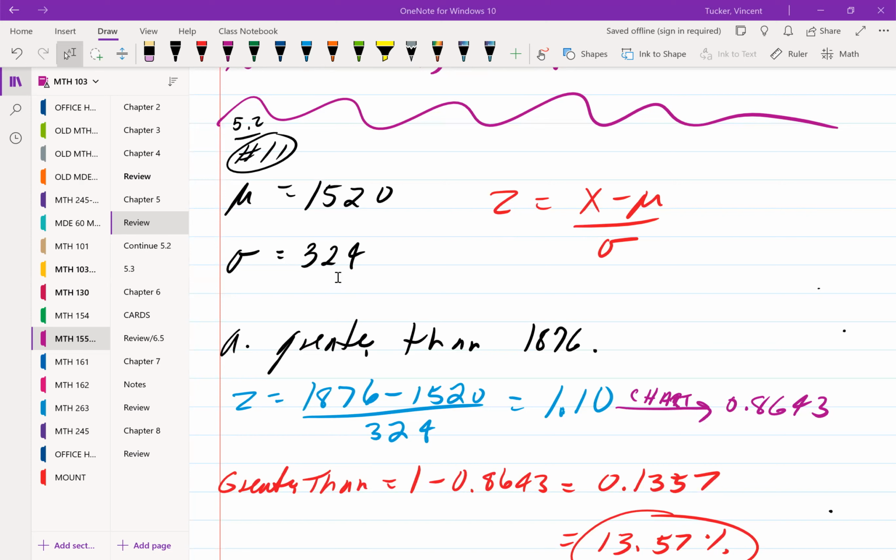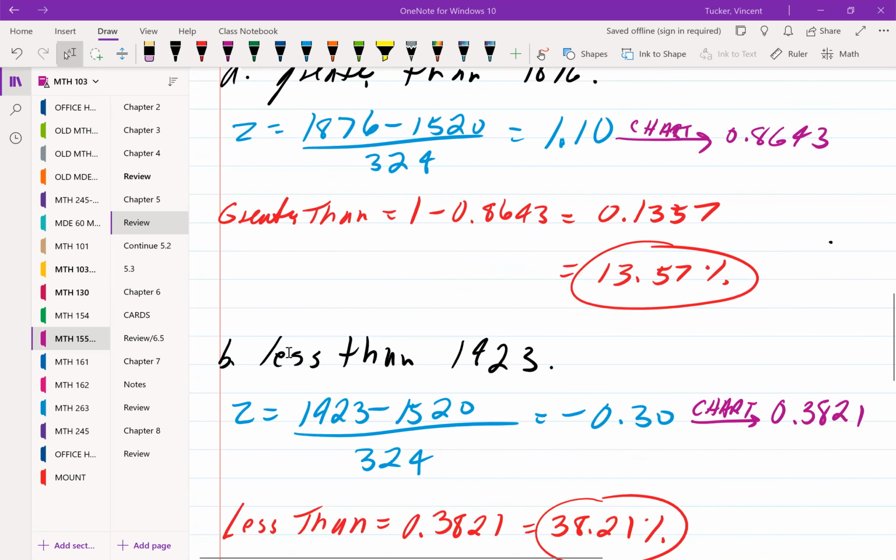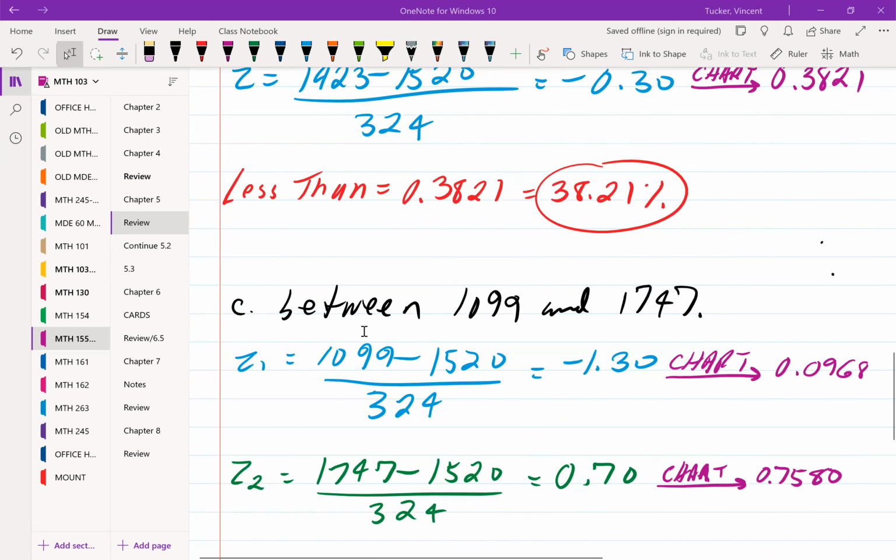Here it goes. The percentage of scores. Okay, we're dealing with college scores on a test. So the percentage of scores that were greater than 1876, percentage of scores that were less than 1423, percentage of scores that were between 1099 and 1747. All right. So we're gonna walk through the process.